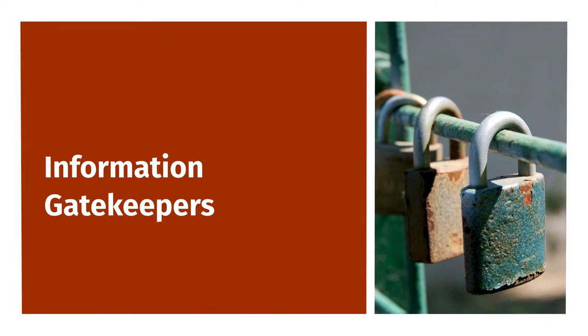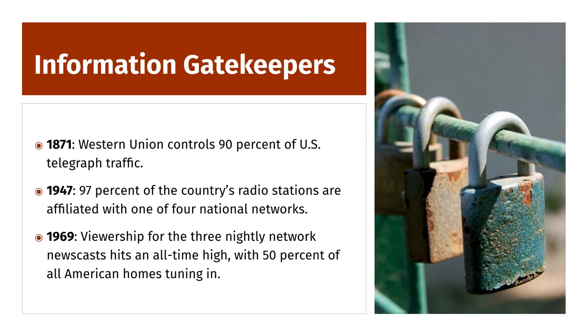Okay. One thing to realize is this concept of information gatekeepers. I bring this up because so much has changed. 150 years ago, Western Union controlled 90% of all communication that was done electronically. What does Western Union do now? Money wire transfers, right? Helping people get money to other people who have no way to receive payment.